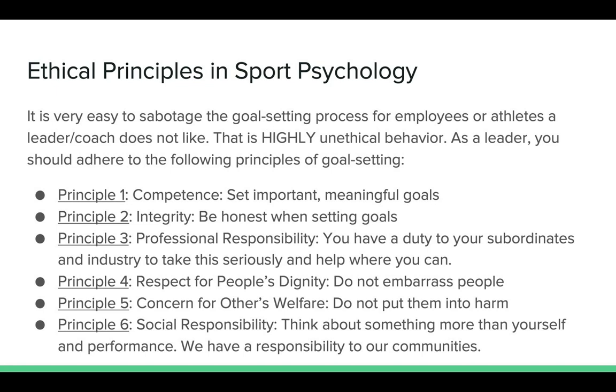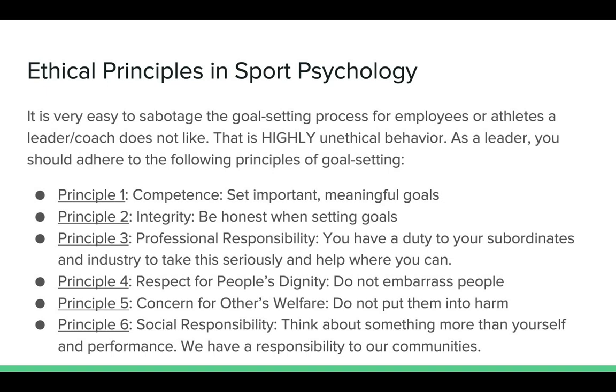Professional responsibility. You have a duty to your subordinates and your industry to take this seriously and help where you can. Again, regardless of personal feelings of that organization or individuals, things like that.